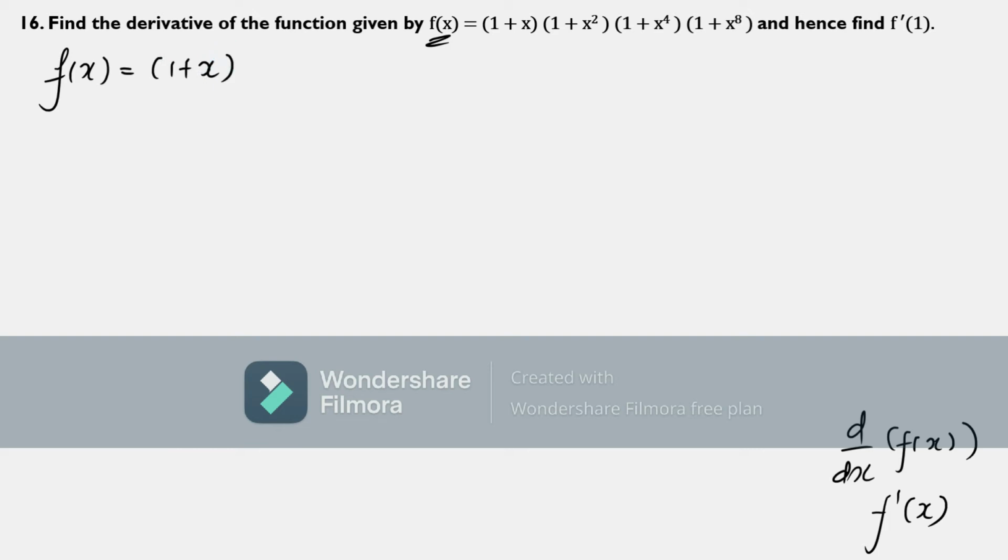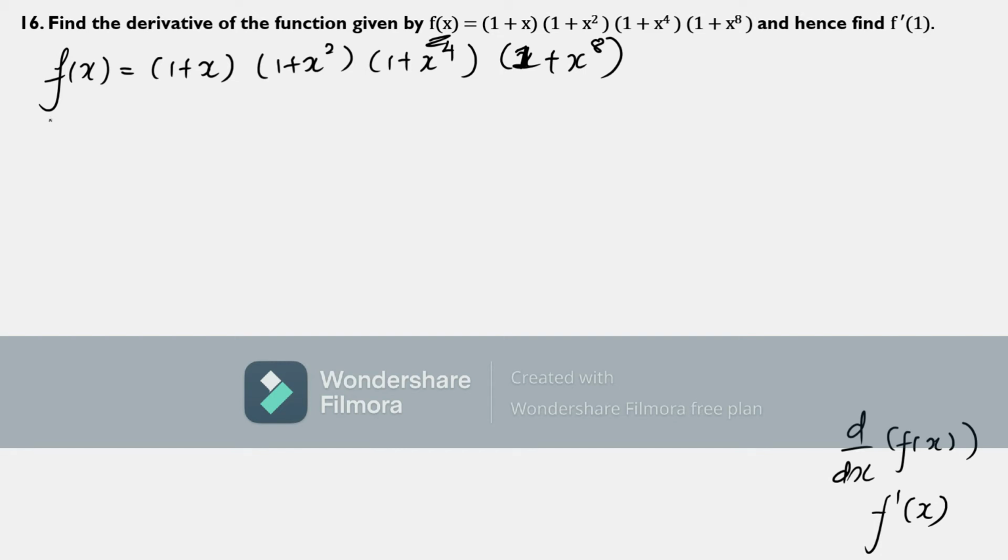As four functions are multiplied, 1 plus x, 1 plus x square, then 1 plus x to the power 4, and 1 plus x to the power 8. If we apply the product rule, then three quantities stay as they are and the fourth is differentiated, plus again three as they are and another one differentiated. We have to put four terms like that, and since many things are multiplied, it will become so long. Instead, as four functions are multiplied, we can take log on both sides, so they will be in addition.